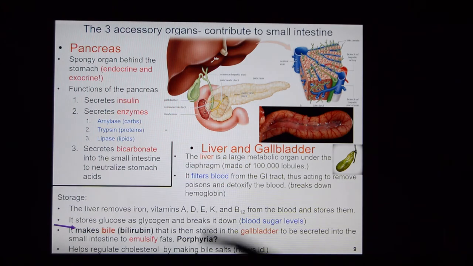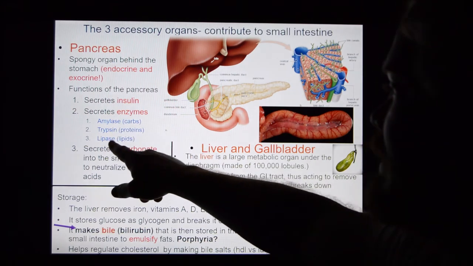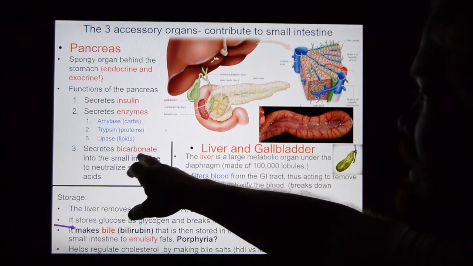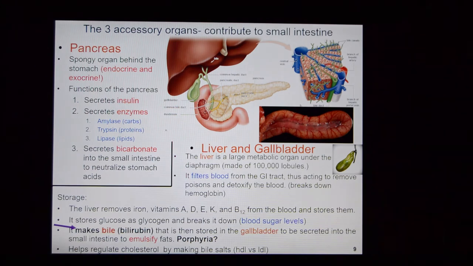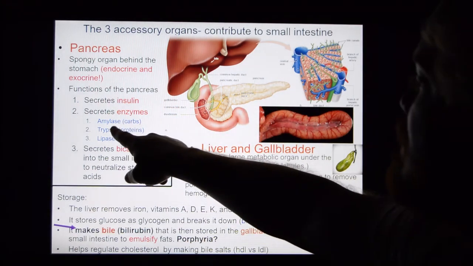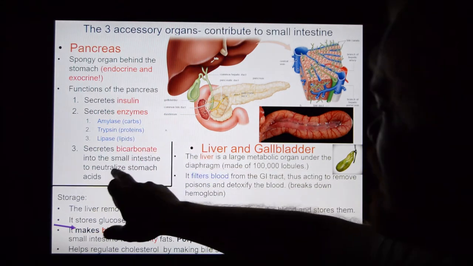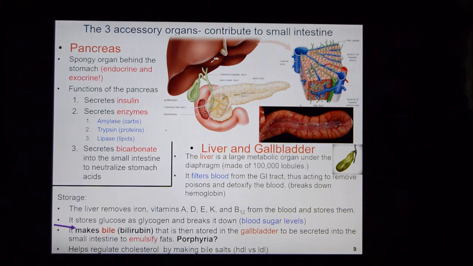Pancreas, liver, and gallbladder. So the pancreas you know as making insulin and glucagon, but the pancreas not only has endocrine function, which is what that is, but the pancreas also has exocrine function. And the exocrine function of the pancreas is to make the enzymes amylase, trypsin, and lipase, as well as releasing a chemical called bicarbonate, or bicarb for short. So amylase is an enzyme that breaks down carbohydrates. Trypsin is an enzyme that breaks down proteins. Lipase is an enzyme that breaks down lipids. And bicarb is a neutralizing agent for acids.